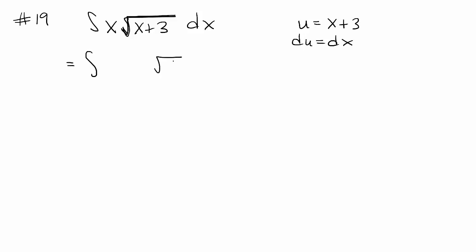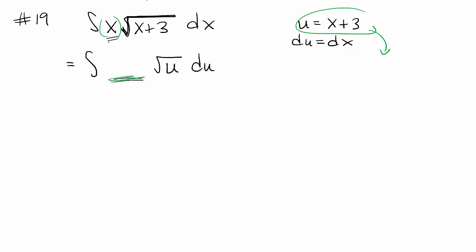Okay, so now I'm going to have the square root of u, and dx is equal to du, so I'm just going to switch that over. And then here's where I have a problem. I can't have an x in there. When I convert it over to an integral in terms of u, I can't have any x's left over. So I have to have x in terms of u, and that's okay. We can do that.